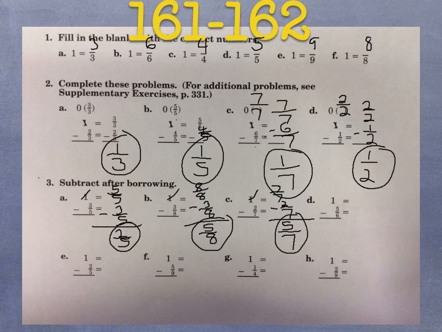D, we'll borrow from the 1. Since that's a 6, we're going to make our 1 into 6 over 6 minus 5/6. And our answer is 1/6.